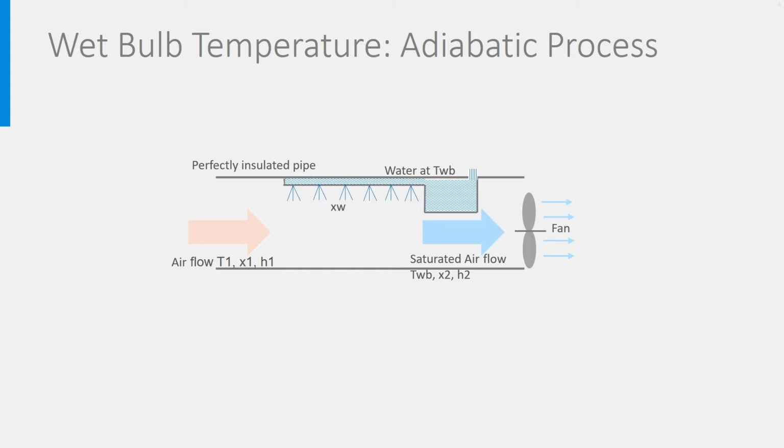The picture illustrates the definition. You see that the water is at TWB and that this water is injected into the incoming air, which goes out of the pipe in saturated state TWB-X2. There is a fan on the right to help the air to circulate. There is no heat exchange with outside because the pipe is perfectly insulated, which is what is called an adiabatic process. Let's look at a mass of 1 kg dry air.